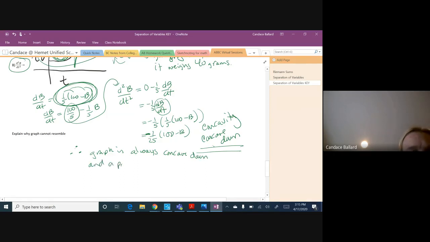And a portion of the given graph is concave up like a cup.